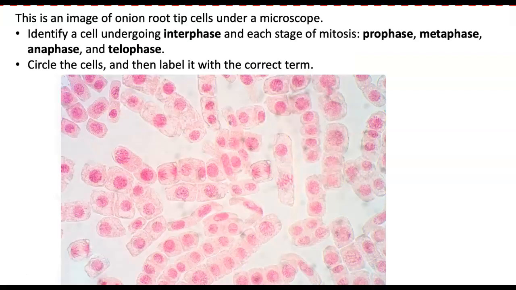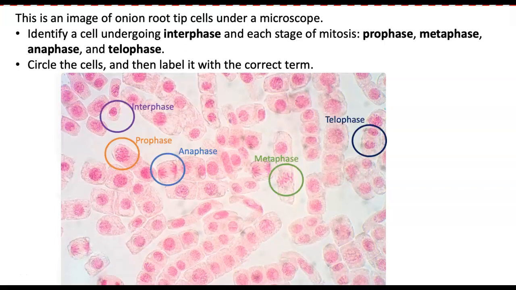In this last activity, learners will view this microscopic picture of cells from an onion root tip and identify and label cells that are undergoing interphase and each stage of mitosis: prophase, metaphase, anaphase, and telophase.